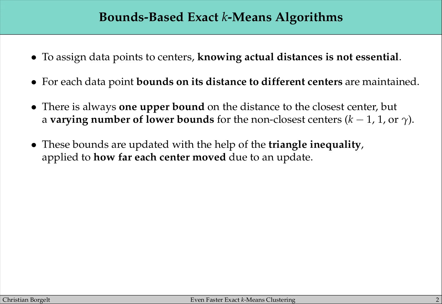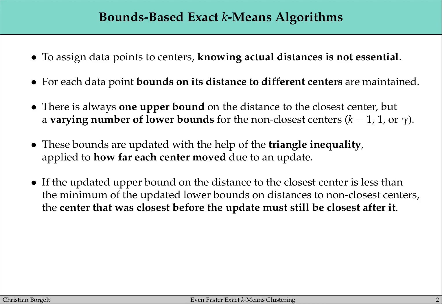These bounds are updated with the help of the triangle inequality applied to the distances the centers moved due to an update. The core idea is that if the updated upper bound on the distance to the closest center is less than the minimum of the updated lower bounds on the distances to non-closest centers, then the center that was closest to a given data point before the most recent update must still be the closest after the update.